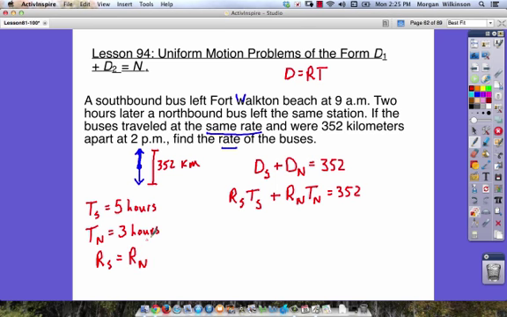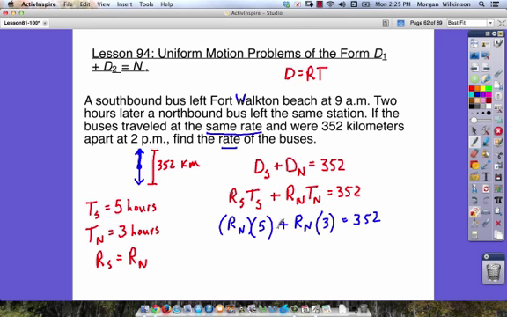Now we can substitute all of this in for our equation and then solve. Let's do that. We know the rate of the southbound bus equals the rate of the northbound bus. So we substitute in R sub n. The time of the southbound bus equals 5 hours. Plus the rate of the northbound bus. Well, we know that the rate of the southbound bus equals the rate of the northbound bus, so we keep this the same, the rate of the northbound bus. We know to keep it the same because we need to have the same variable twice, times the time of the northbound bus, which is 3 hours, equals 352.